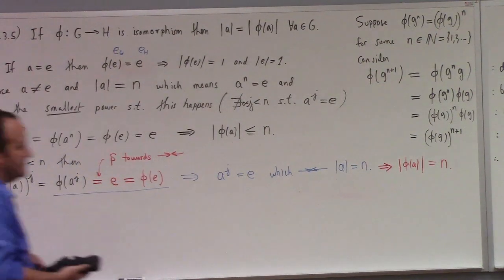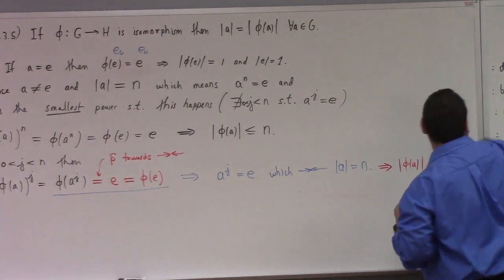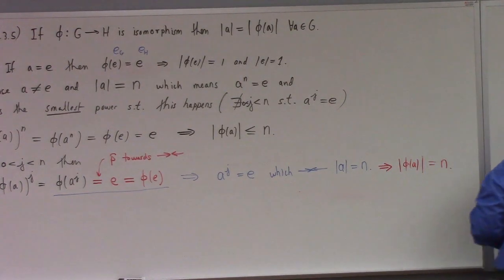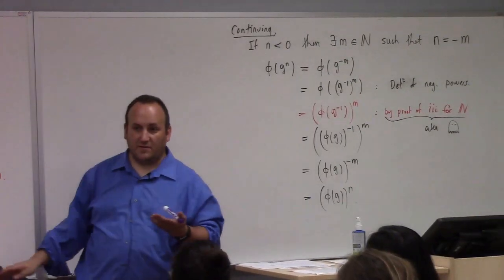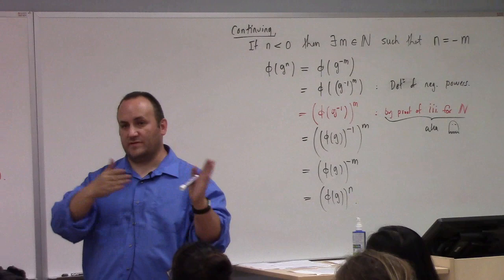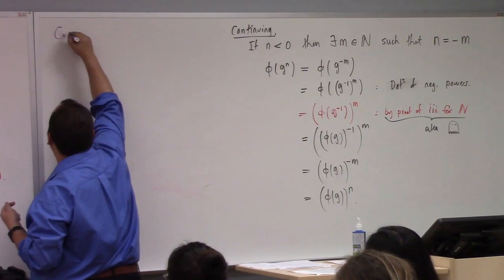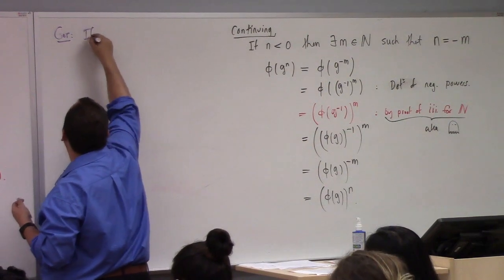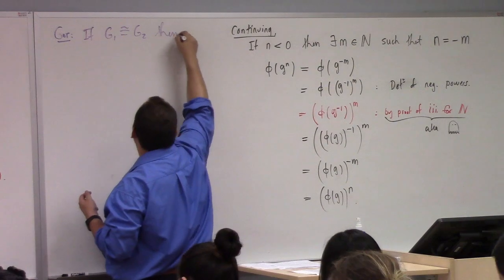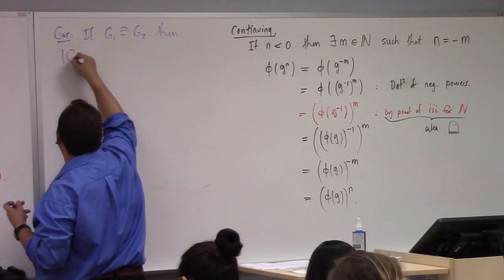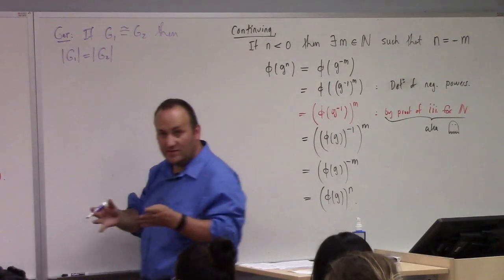But there is something neat that we can say from all this, which is that if we have an isomorphism of groups, it preserves the order. So we've just proved it preserves the order of elements. But if you think about it, what's that say? Two groups are isomorphic if what? Corollary. If G1 is isomorphic to G2, then the cardinality of G1 must be equal to the cardinality of G2. They must have the same size.